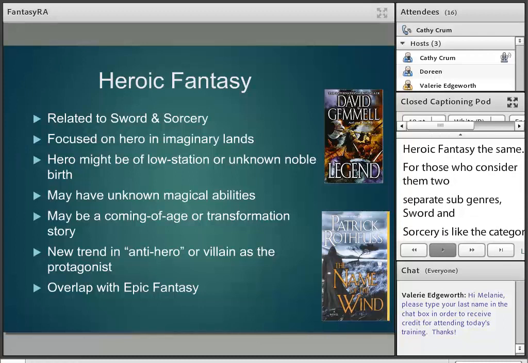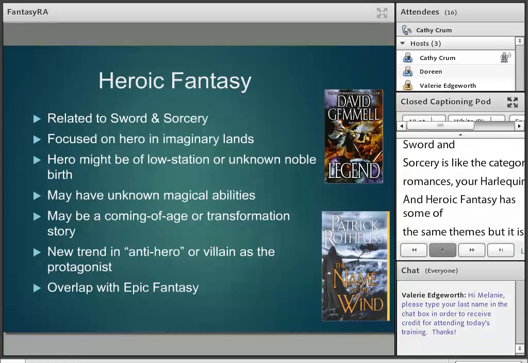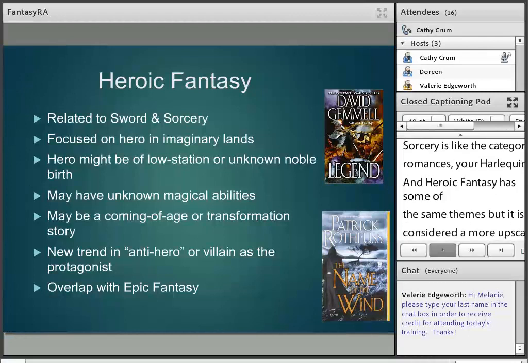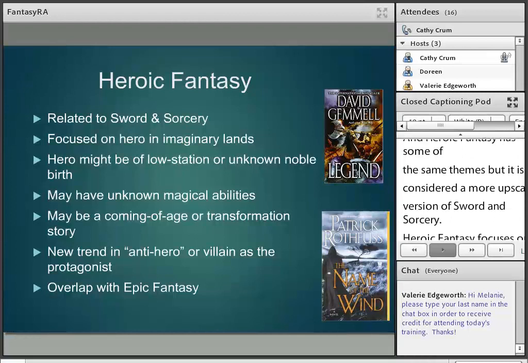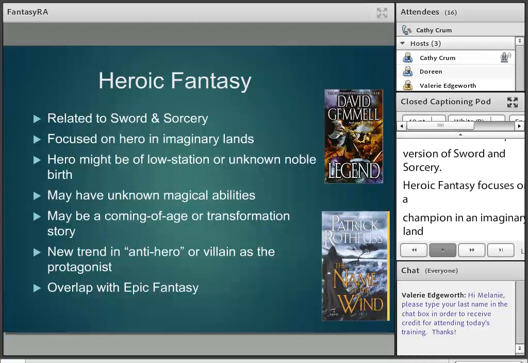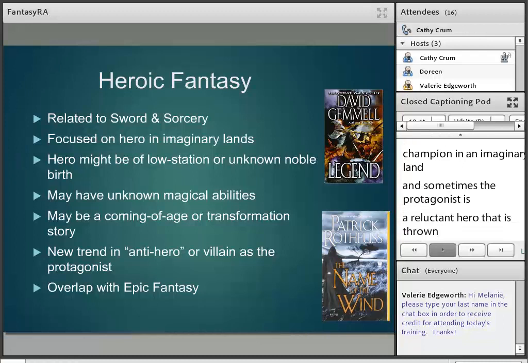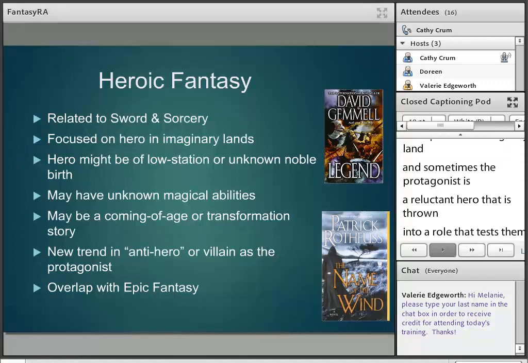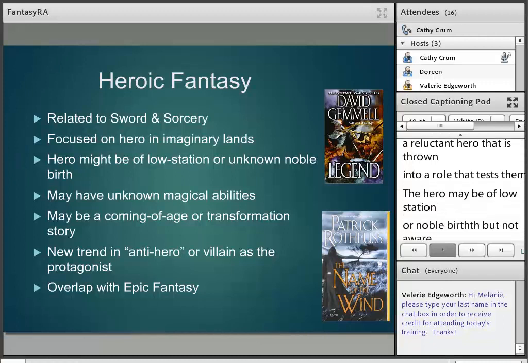Heroic fantasy has some of the same themes as sword and sorcery, but it's considered a more upscale version of sword and sorcery. Heroic fantasy is focused on the hero or champion in an imaginary land. Sometimes the protagonist is a reluctant hero who is thrust into a role that tests them. The hero may be of low station or of noble birth but not aware of it. The hero may have unknown magical abilities.